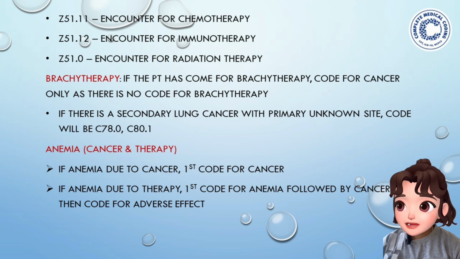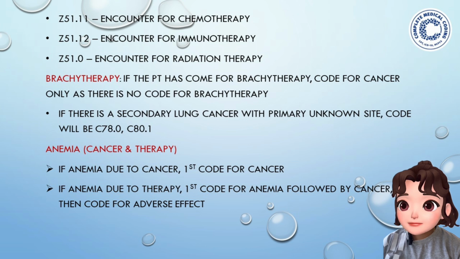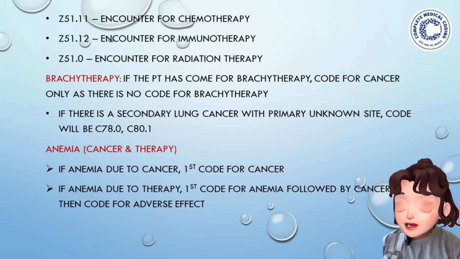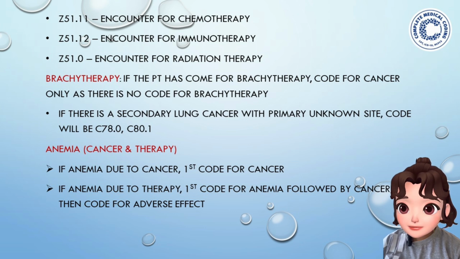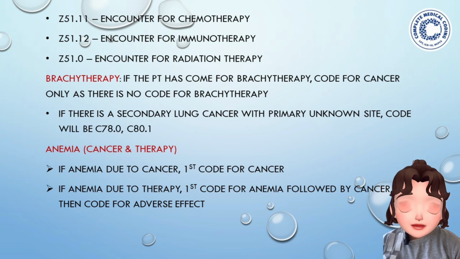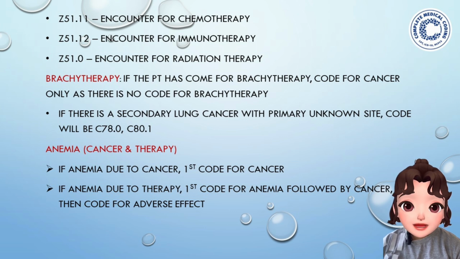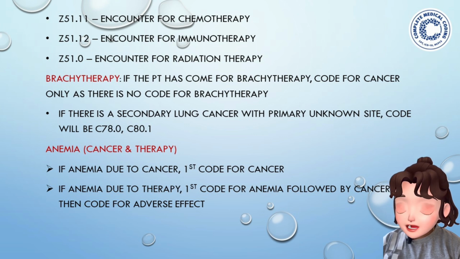If there is a secondary lung cancer with primary unknown site, the codes will be C78.0 and C80.1. It means it is a secondary lung cancer, but we don't know which part the primary cancer belongs to. Somewhere in a primary organ the cancer was there and it has spread to the lungs. So the primary site is unknown. In that case, you should code C78.0 and then the unknown site.